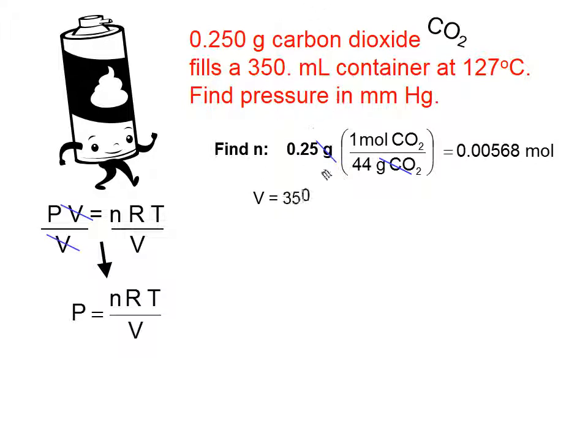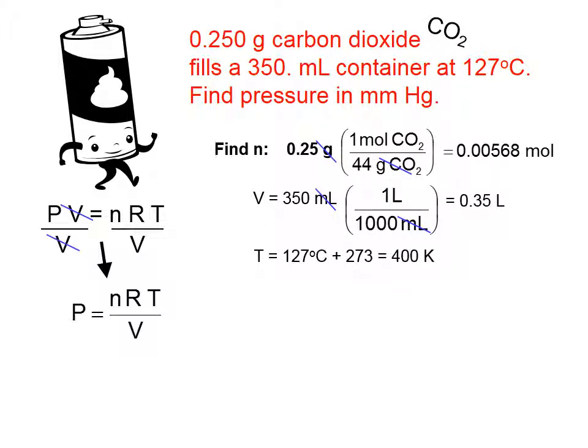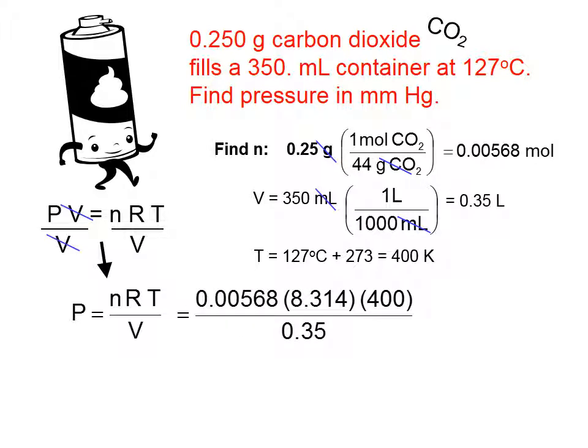How about V? V in the problem is given as 350 milliliters, but we talked about how to use one of my values for R, one of the two values that I provide my students. We need to have the volume in liters. 1 liter is 1,000 milliliters, so 0.35 liters. There's our value for V. What about temperature? Temperature has to be in Kelvin, so let's convert it by adding 273 to the number of degrees Celsius, and that gives us 400. So now I think we're ready to go.